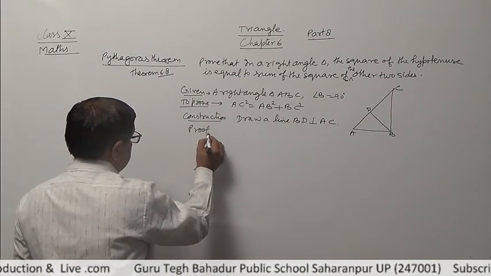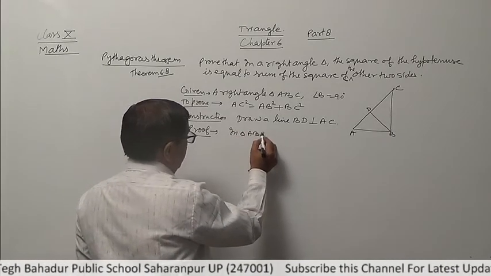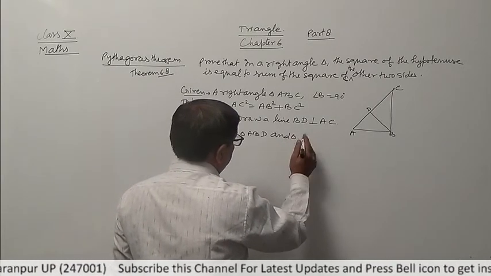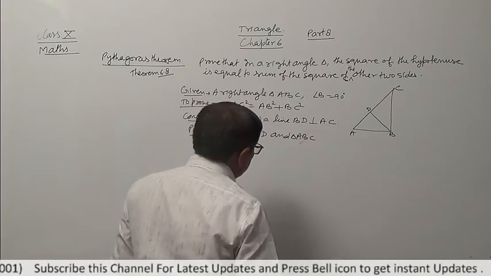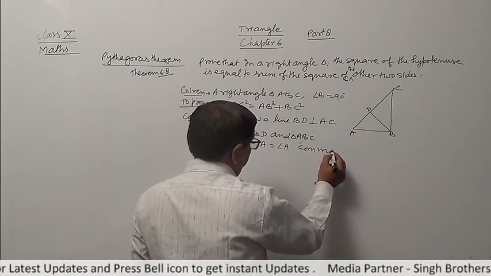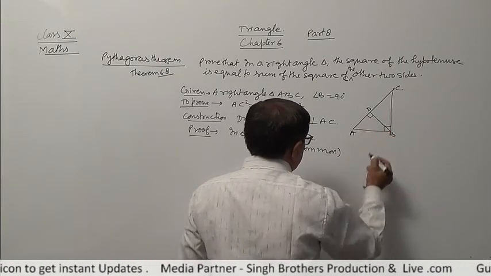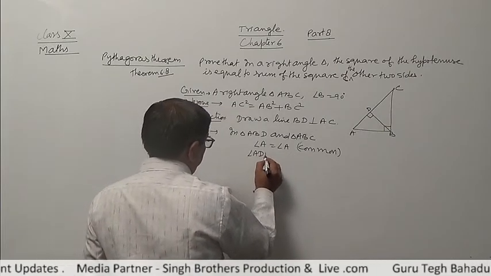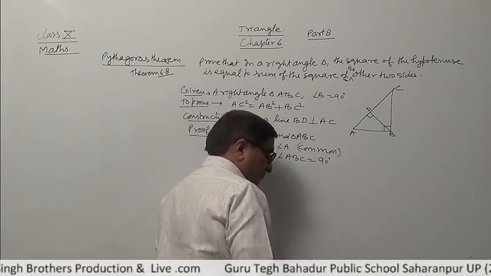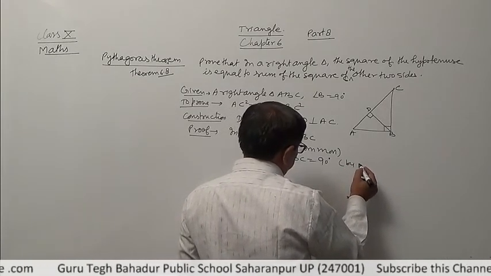Proof: in triangle ABD and triangle ABC, angle A is common angle and angle ADB is equal to angle ABC is equal to 90 degree, by construction and given.